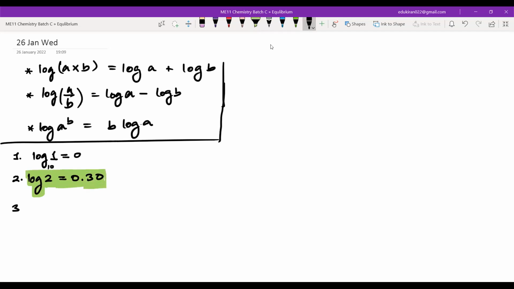Then again, log 3, you have to remember. Log 3 is equal to 0.48. Then we have log 4. As soon as you see something which is not a prime number, you write the multiples of 4 now.